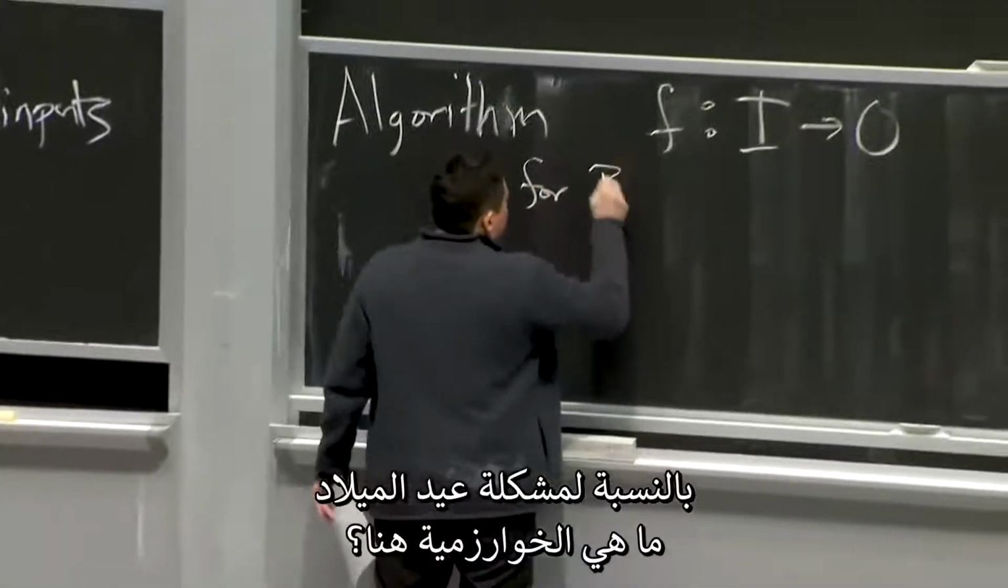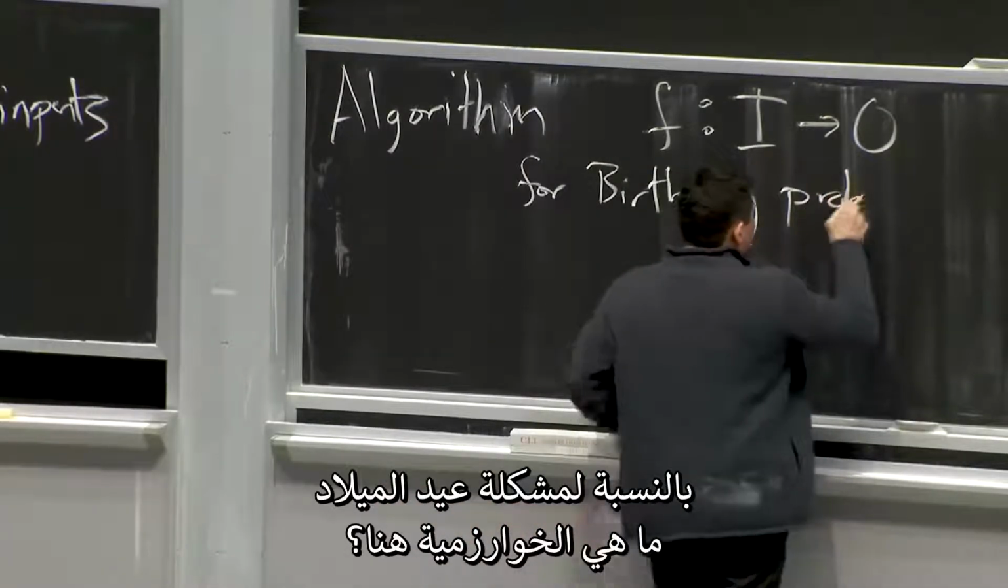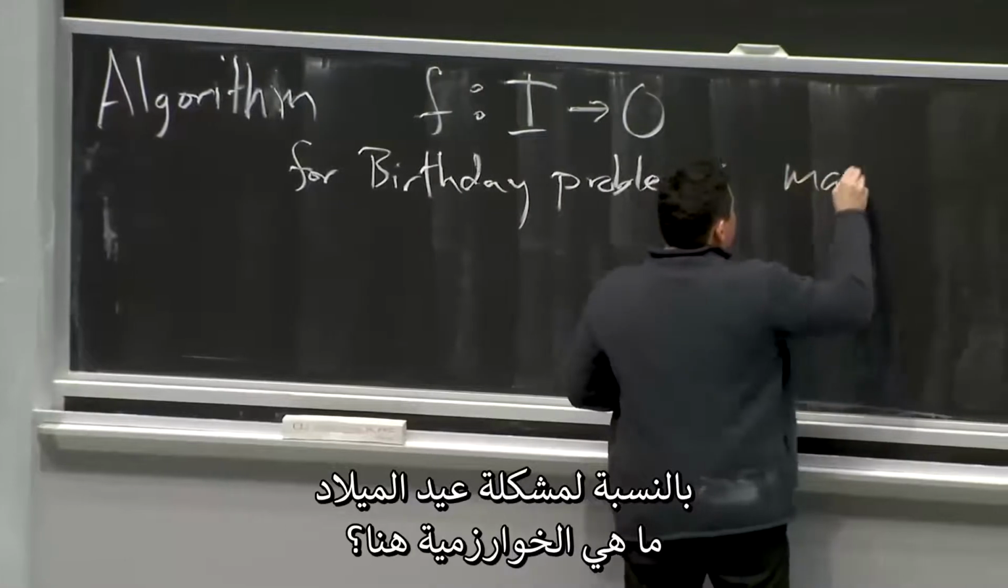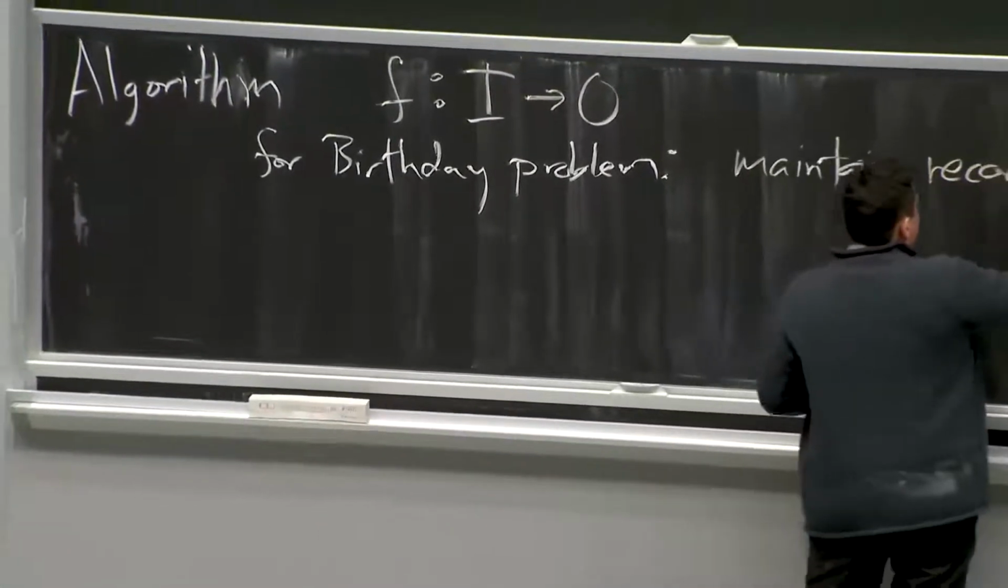For this birthday problem, what's the algorithm here? Maintain a record.